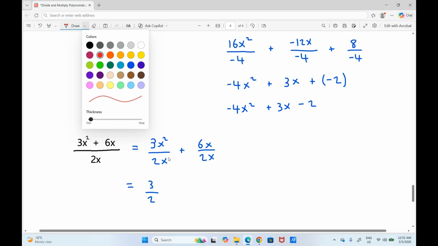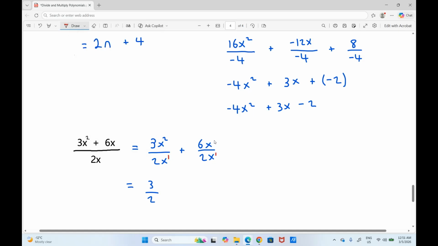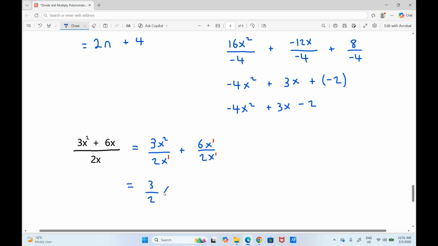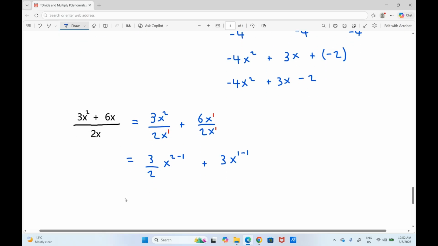So recall there are invisible ones as exponents for variables that don't look like they have an exponent. So in this case, I'm going to have x to the exponent of 2 minus 1, because when I have the same base and I'm dividing, I can subtract the exponents. And then I'm going to have 6 divided by 2 is just going to be 3. And then I have x to the exponent of 1 minus 1. So in this case here, x to the exponent of 2 minus 1 will be x to the exponent of 1. So I'm going to have 3 times x to the exponent of 1 divided by 2. Now I'm going to have 3 times x to the exponent of 0.